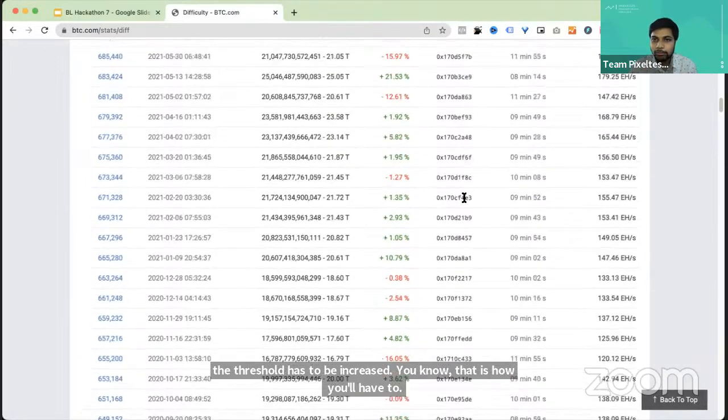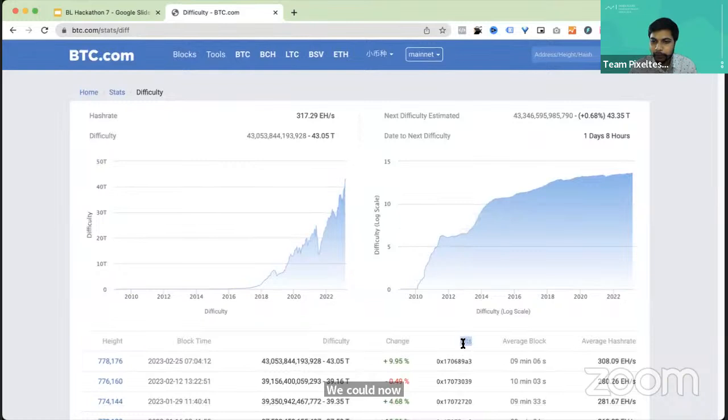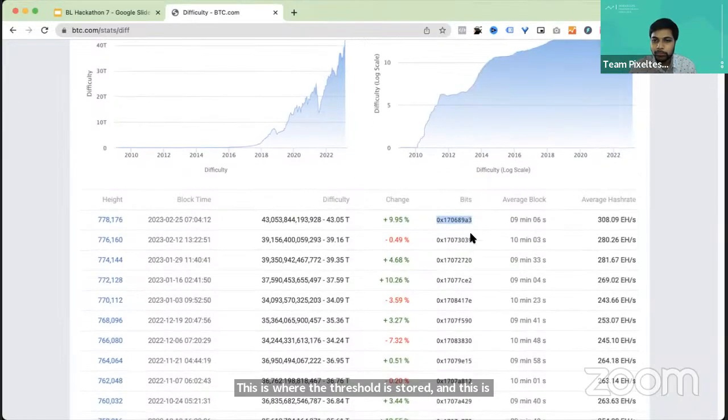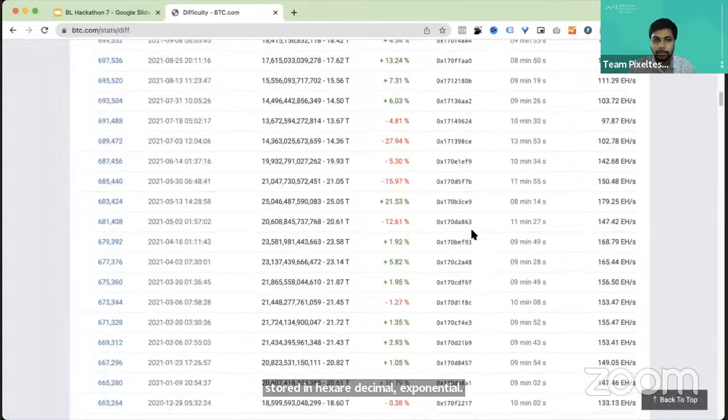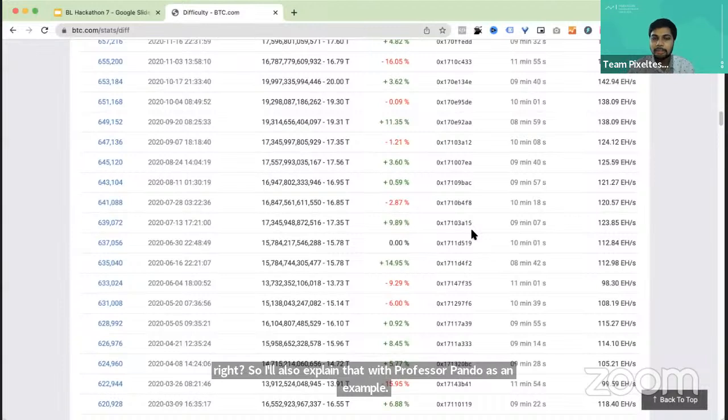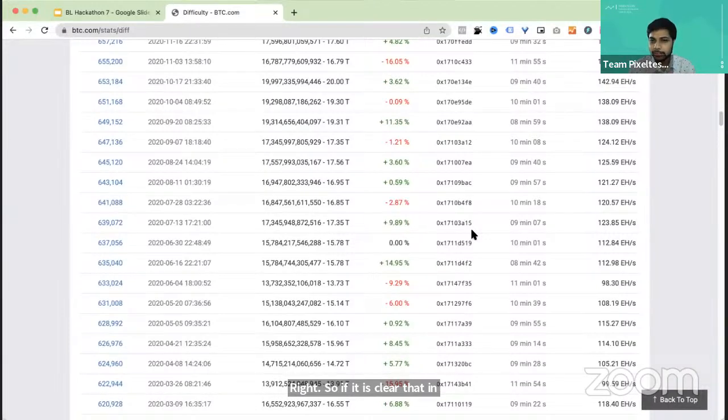Now here, if you see this one column called bits, this is where the threshold is stored, and this is stored in hexadecimal exponential format, right? I'll also explain that with Professor Pandurangan's example. So it is clear that in this link, all the difficulties and thresholds have been saved, and how the average time keeps on getting updated after every 2016 blocks. If you're clear till now, which is what our previous session was, type C in the chat box.